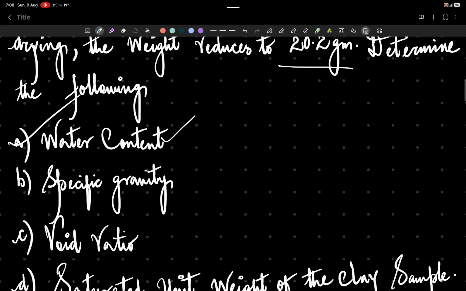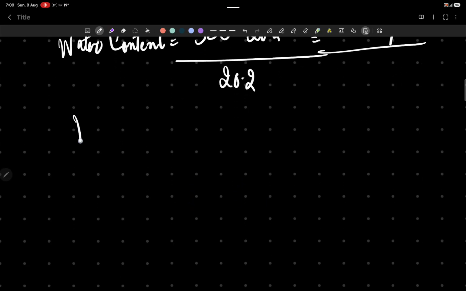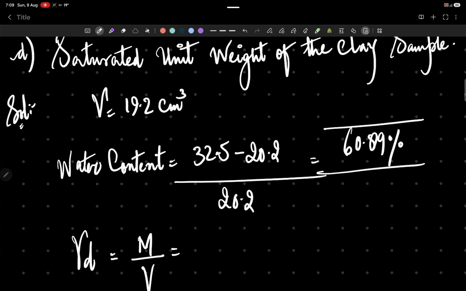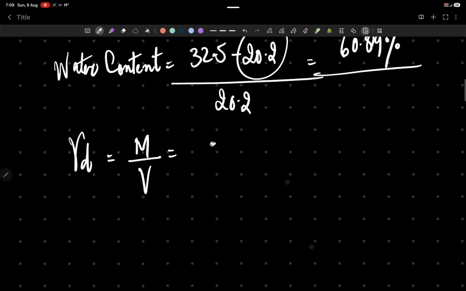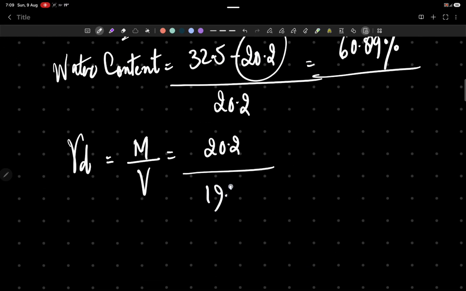Next thing we have to calculate is the specific gravity. See how I'll be calculating specific gravity. First, I'll make use of this equation, dry unit weight. Dry unit weight is equivalent to how much? Mass per unit volume. But mass in which state? In dried state, that is 20.2 grams divided by volume, that is 19.2 cubic centimeters. By calculations, dry unit weight is 1.05 grams per cc.